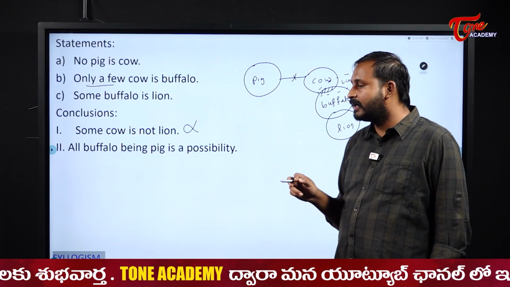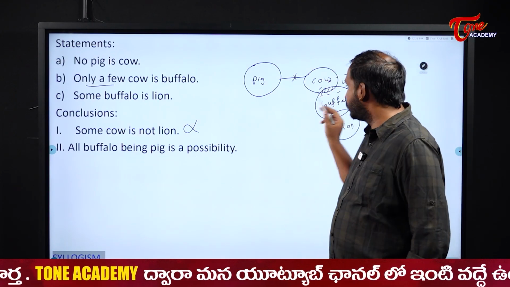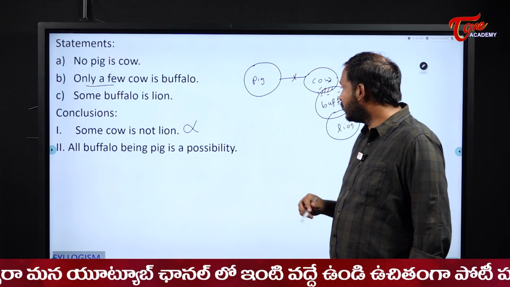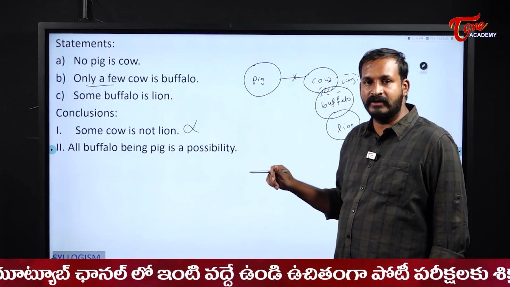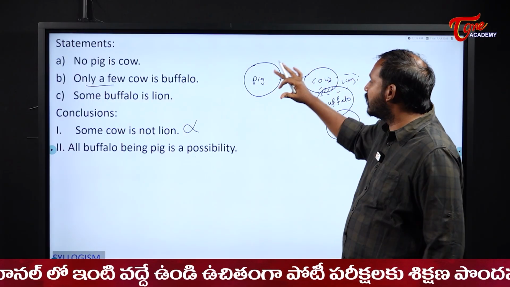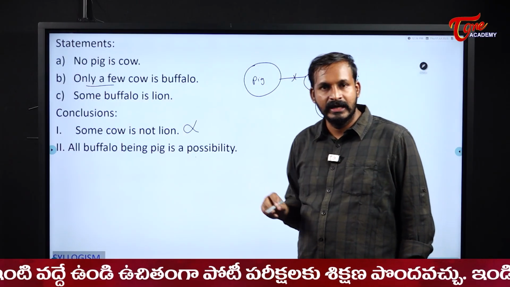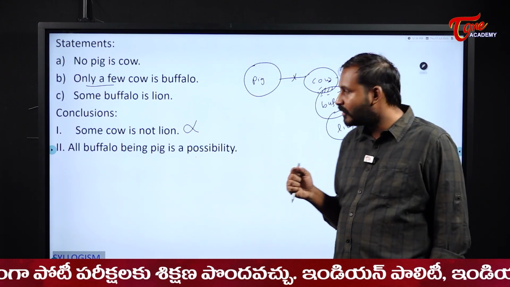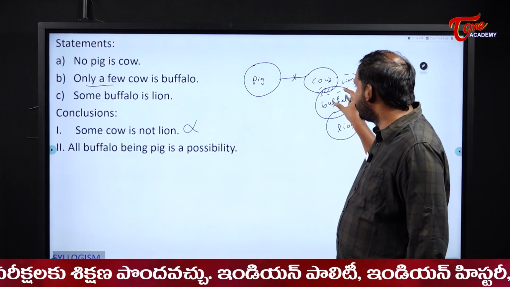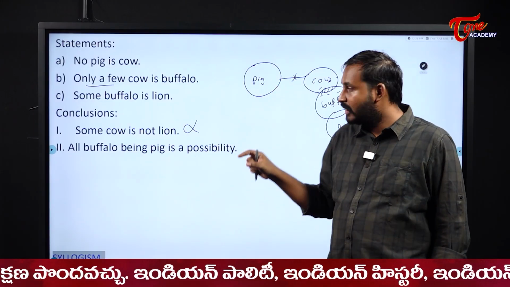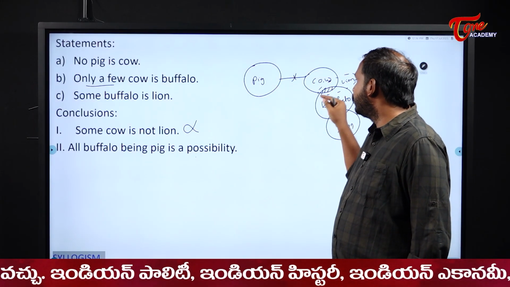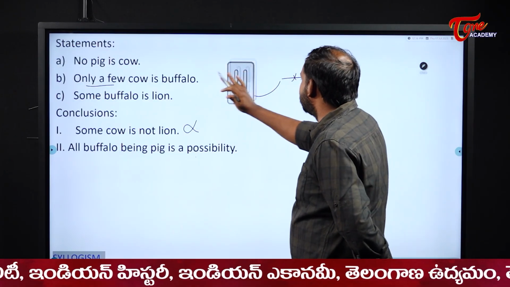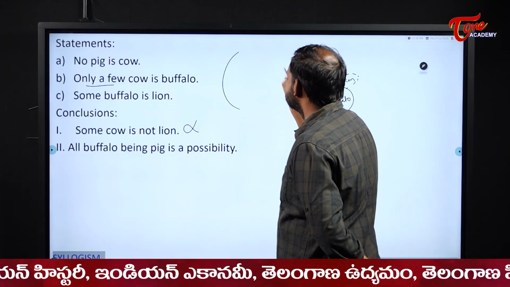All buffalo being pig is a possibility. According to the basic diagram, that is false. Yes sir, it is false. To make it true, what will I do? I will put the complete buffaloes inside pig. Can I put the complete buffaloes inside pig in this case? No, right? Why? If I put my buffaloes completely inside a pig, what happens? Cow and pig will be intersected, right? Now see here. I will draw a little bit bigger pig.